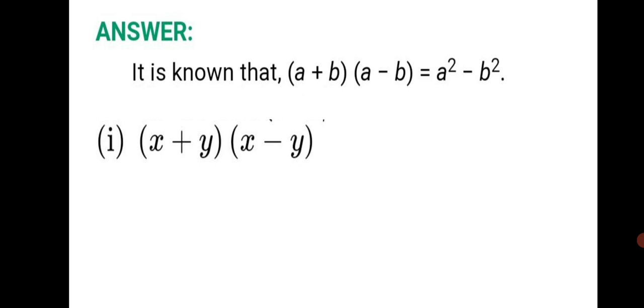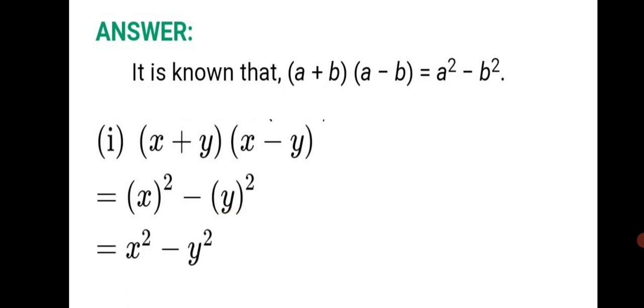x plus y in one bracket, other bracket x minus y. So using the above formula, we can write it down as equal to x square minus y square. These two brackets which are given in the question appear in the form a plus b, a minus b, and we know that (a + b)(a − b) is equal to a square minus b square. Hence we can write down (x + y) into (x − y) is equal to x square minus y square. Now we will open the brackets and write it down as x square minus y square.